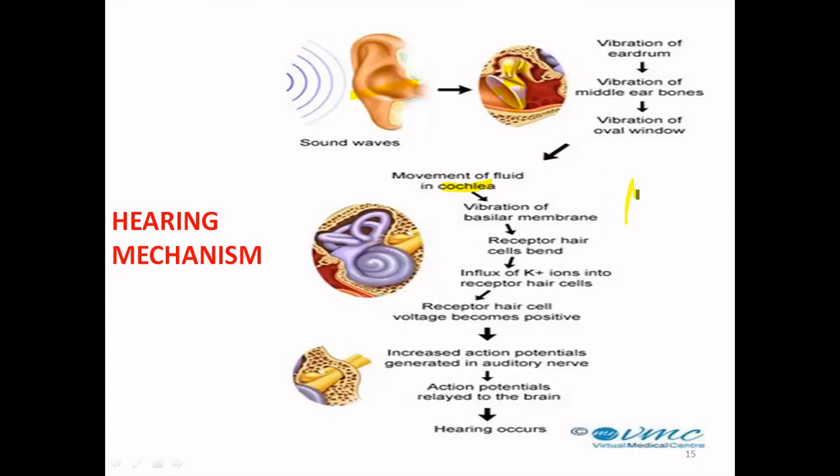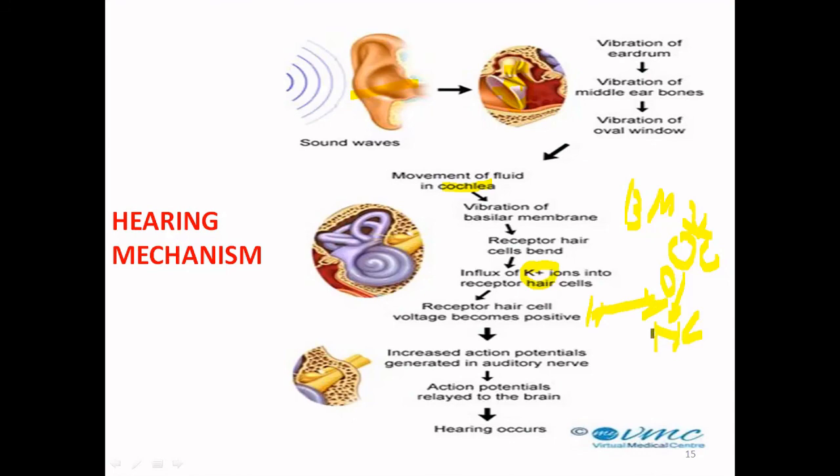The basilar membrane consists of what? Organ of Corti. This organ of Corti has hair cells, right? And these hair cells vibrate and they touch the tectorial membrane. This results in bending of the hairs of the hair cell. Now, bending of the hairs of the hair cell results in entry of potassium ions into the hair cell, and this entry of potassium ions results in the hyperpolarized cell becoming depolarized. That means the negative potential starts reducing. As a result, the hair cell potential becomes depolarized.